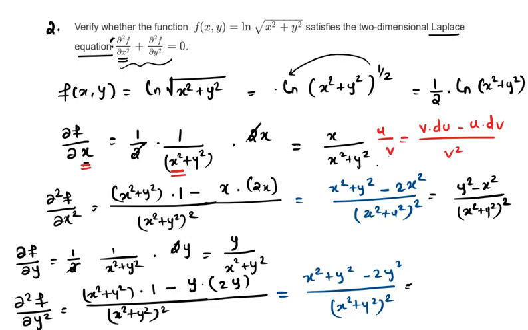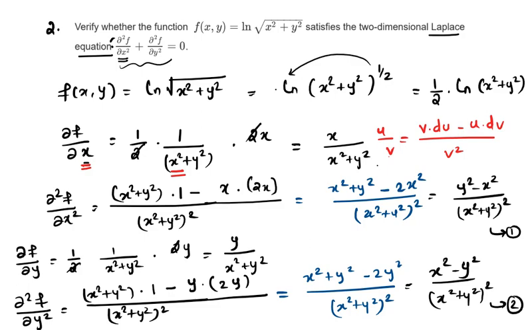This will be equal to x squared minus y squared. Y squared minus 2y squared will be minus y squared, right? So x squared plus y squared the whole square. Comparing 1 and 2. So take this as 1 and 2. Now our need is ∂²f/∂x² plus ∂²f/∂y². So we are going to add these two, right?